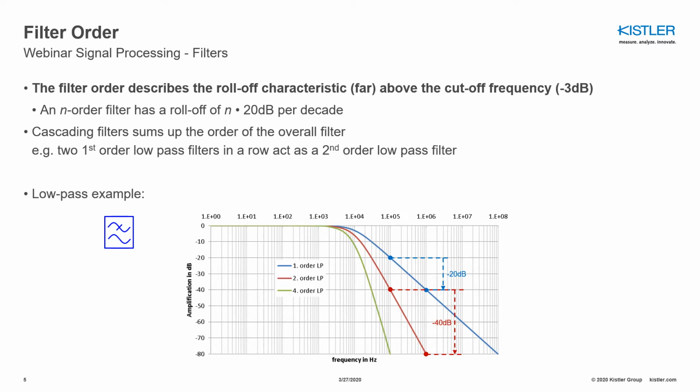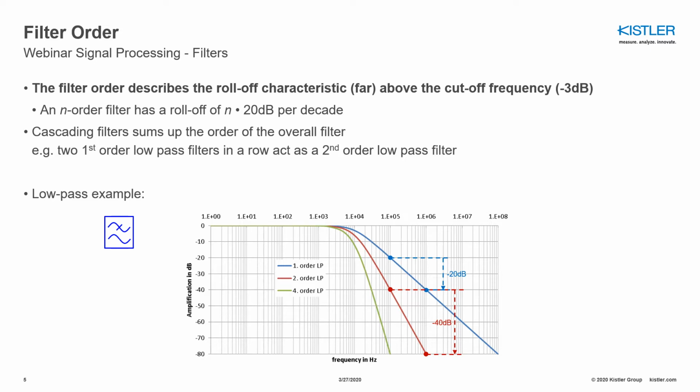If we have a look at the frequency response diagram, we see three different lines. A blue line for a first order low pass, a red line for a second order low pass filter, and a green line for a fourth order low pass filter. Now, if we have a look at the blue line, since this is a first order low pass filter, we would expect a roll-off characteristic of 1 times 20 dB per decade. If we have a look at the frequency point 100 kHz, we are at an amplification of minus 20 dB. One decade above, at 1 MHz, we are at an amplification of minus 40 dB.